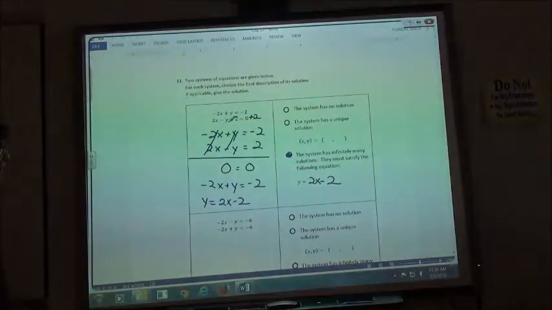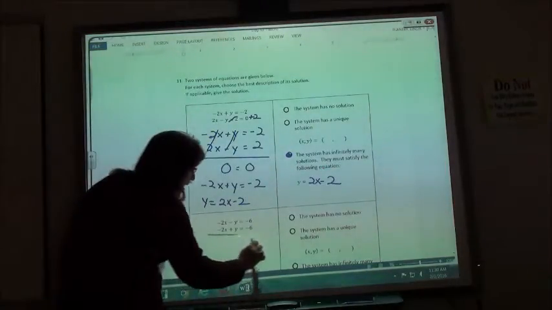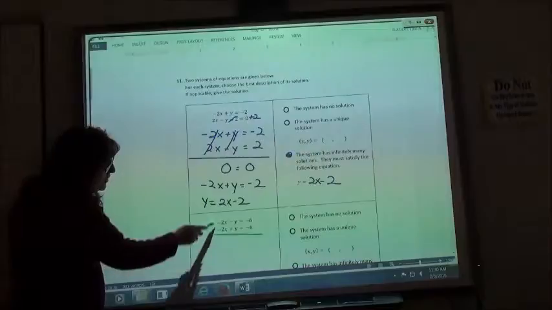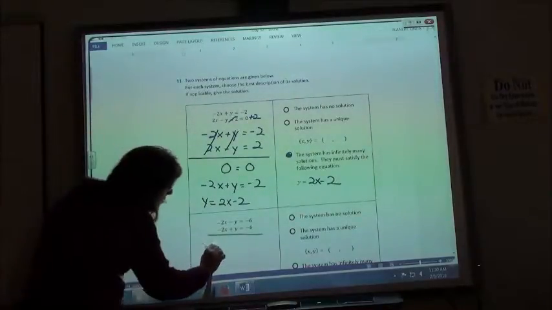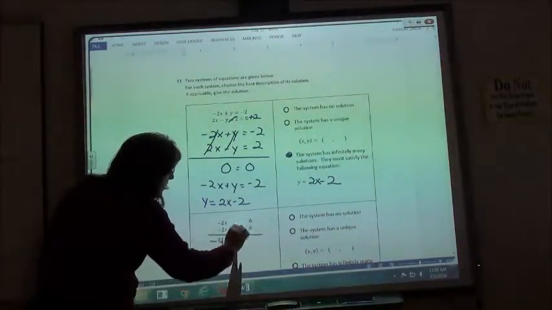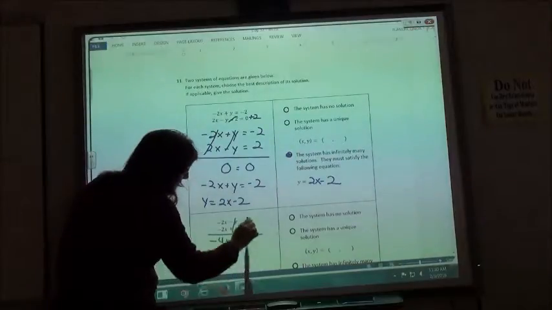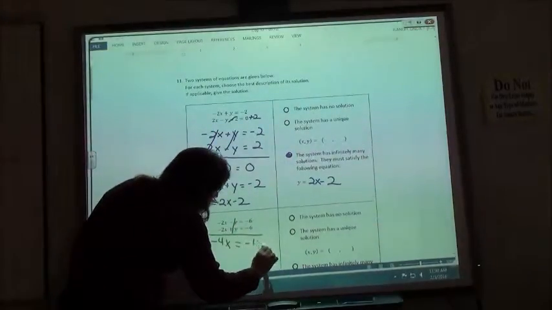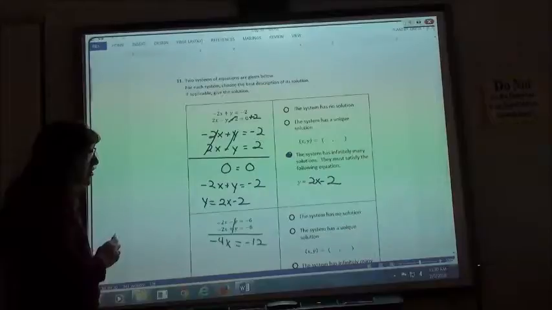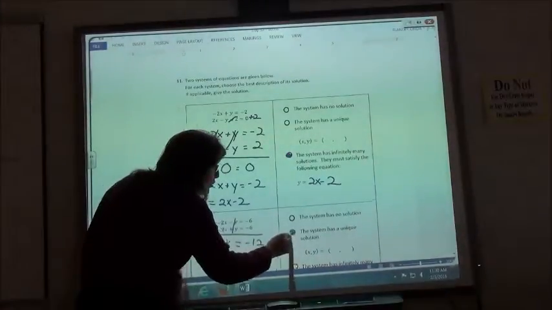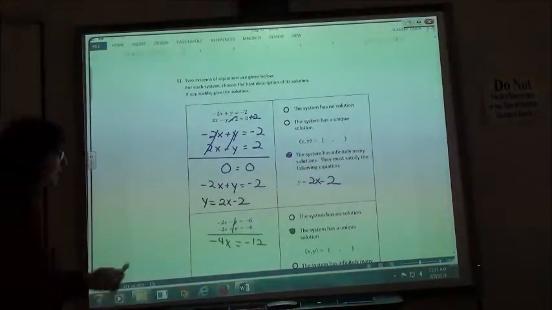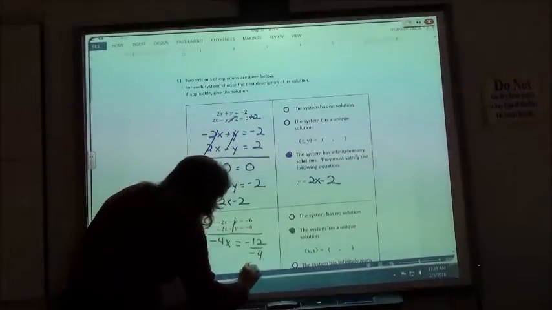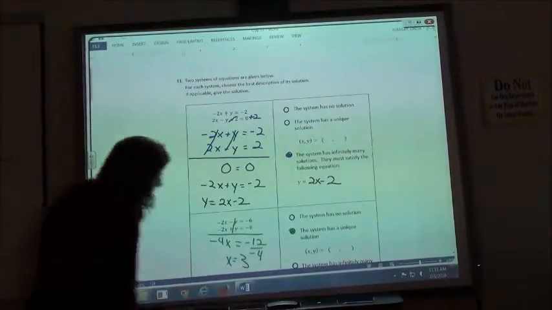For the bottom equation, I'm adding those two equations together. This time my x's don't cancel out. I get negative 4x. My y's cancel out. Negative 6 plus negative 6 is negative 12. So this one is going to have a solution. If I divide by negative 4, x is going to equal 3.